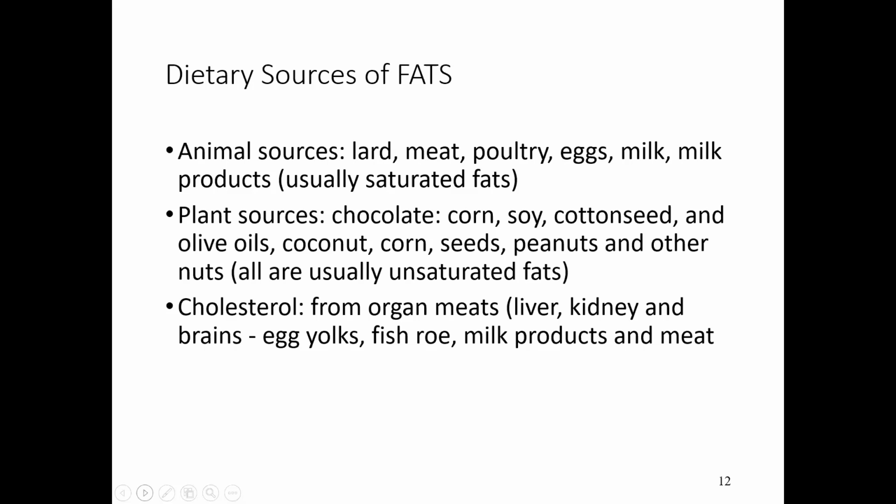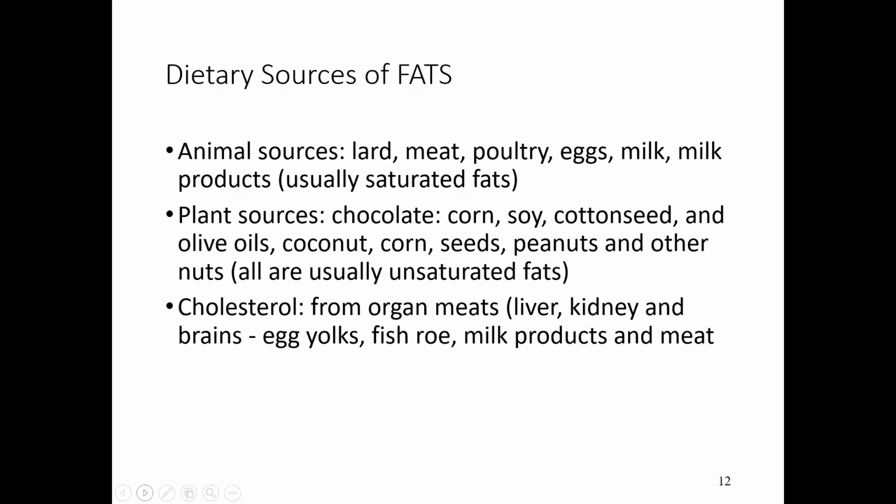From plants, we get fat in chocolate. We get it from the various oils. Just because it's a plant oil doesn't mean it's not still a fat, and it can cause an accumulation of calories. We have corn oil, soybean oil, cottonseed, and the olive oils. We have coconut oil. We get oil from seeds. You can grind up seeds and extract the oil. Peanut oil in peanut butter is an example of an oil there.